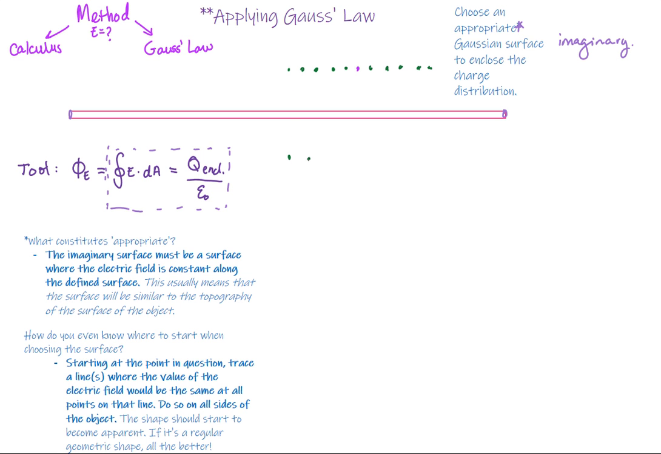I'm just approximating that right now, and I would say, okay, all along this line, the electric field is constant. And if I think of this three-dimensionally, it would be over here, in front of this as well. So at this point, the shape should start to become apparent. And if it's a regular geometric shape, all the better.